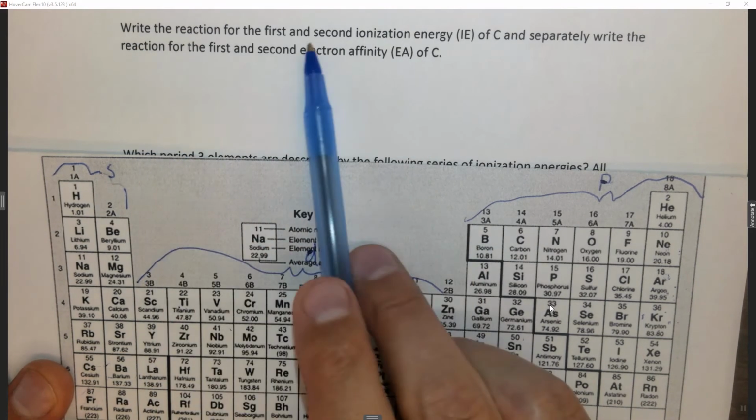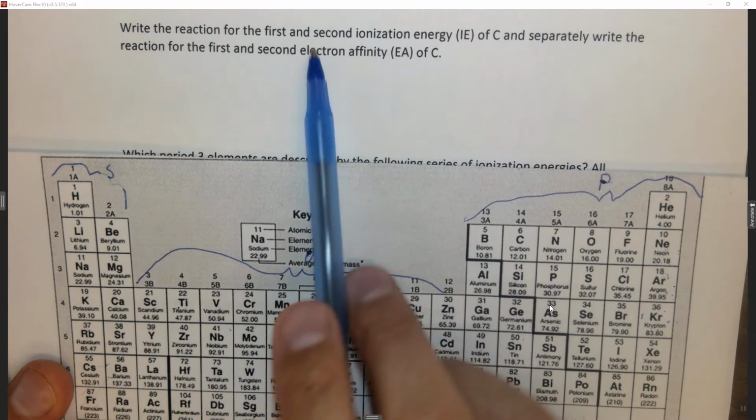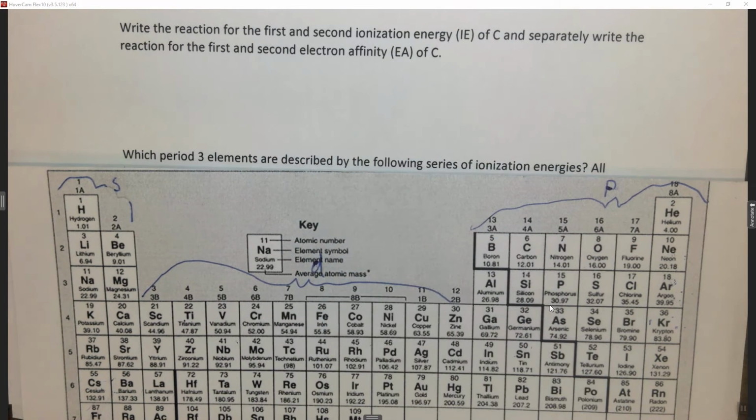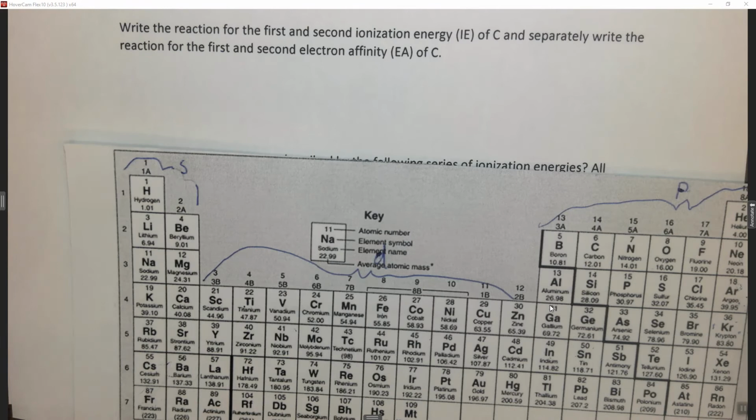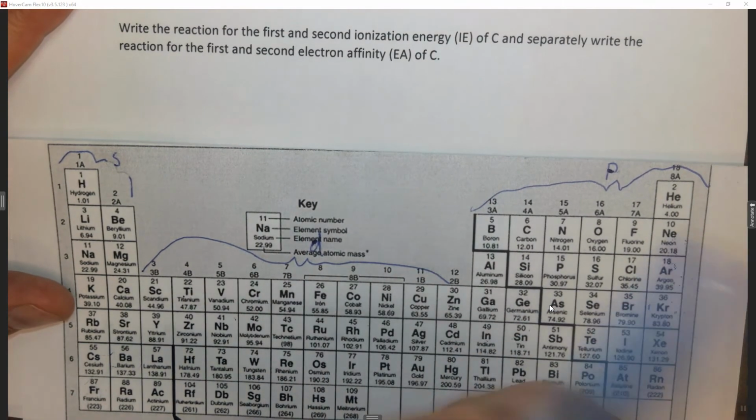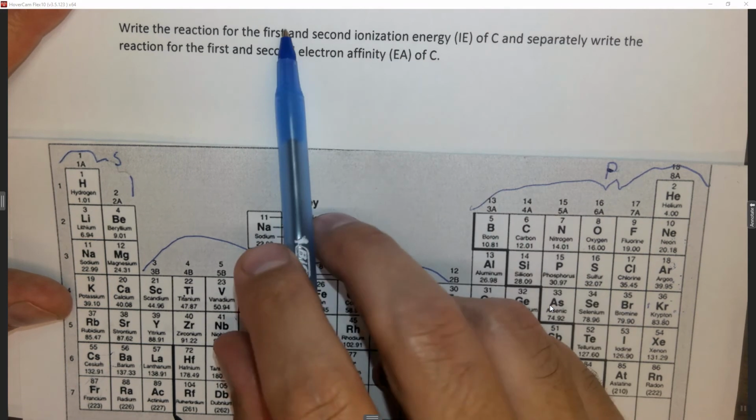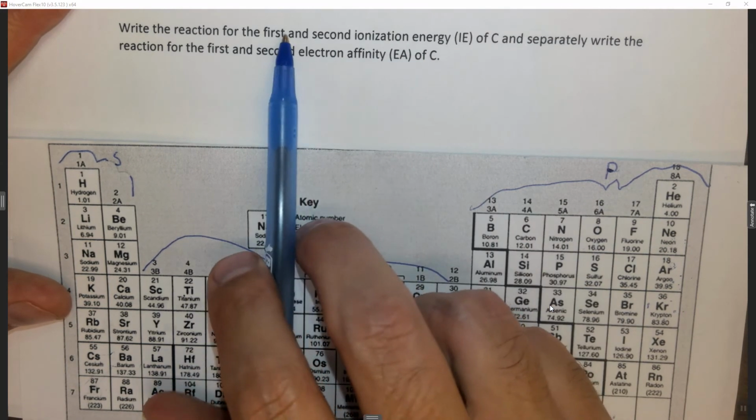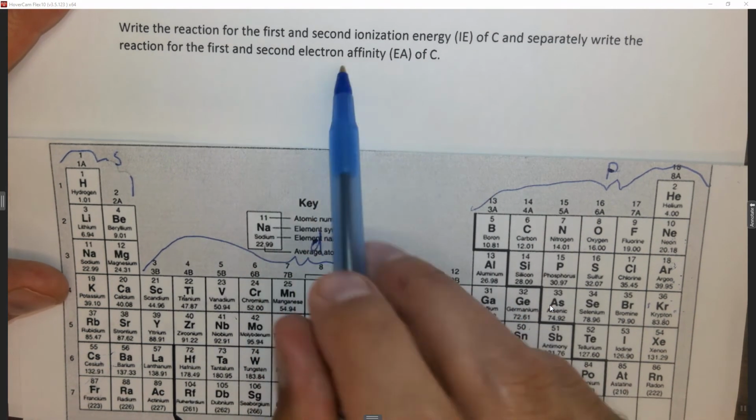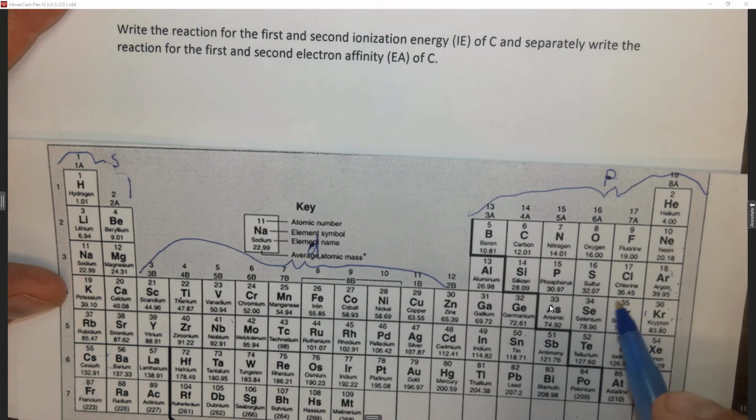It says write the reaction for the first and second ionization of C, and separately write the reaction for the first and second electron affinity of C. So essentially this question is to remind us about what the difference between ionization energy and electron affinity is. Ionization energy is the energy required to take an electron away. The first ionization energy is the energy required to take the first electron away. The second ionization energy is the energy required to take the second, and so on and so forth.